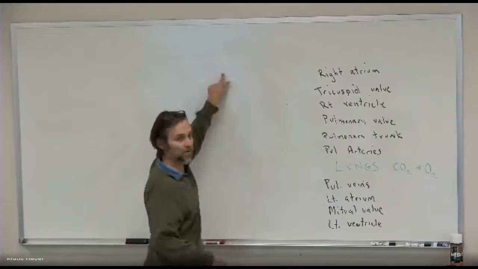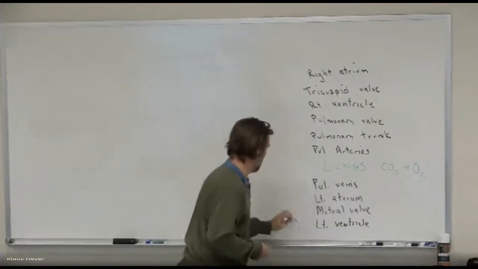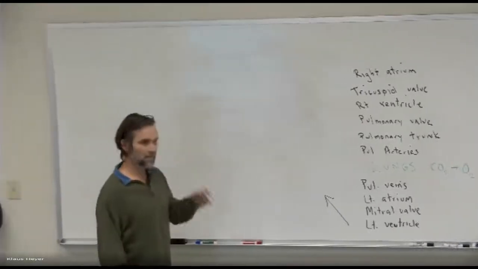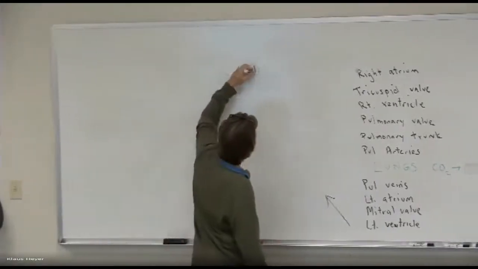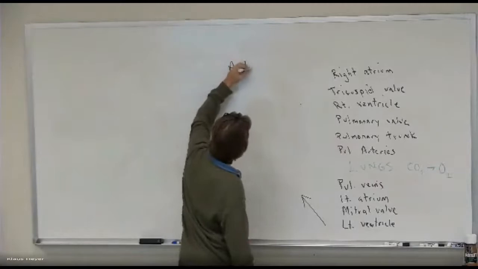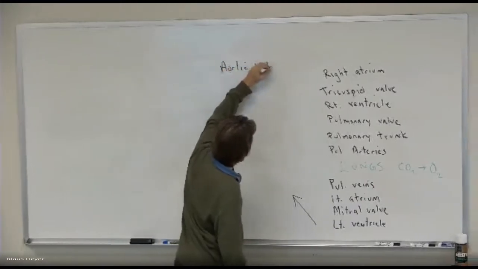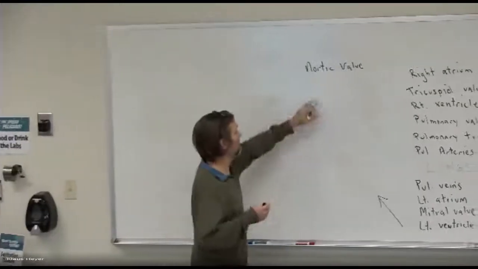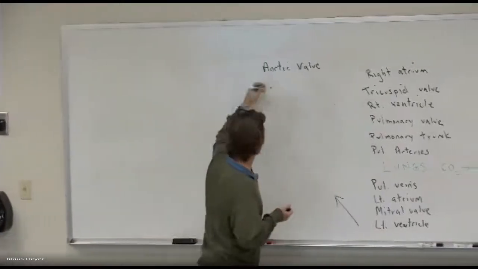I'm going to continue up here. I know it's kind of messed up, but whatever. Left ventricle, outdoor valve, aortic valve, and then the name of the vessel that it goes into, aorta, same word.